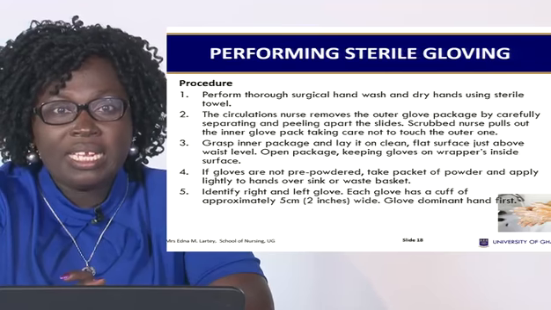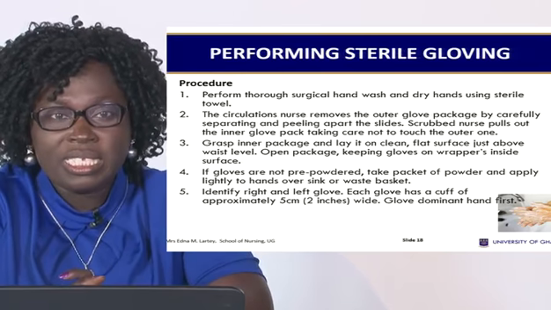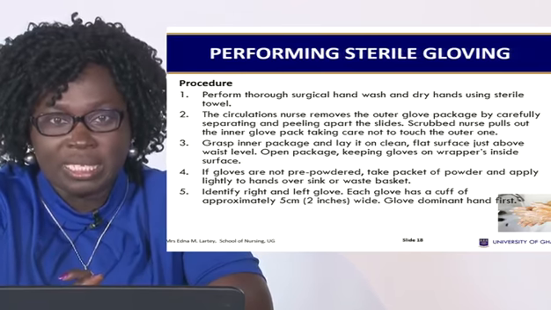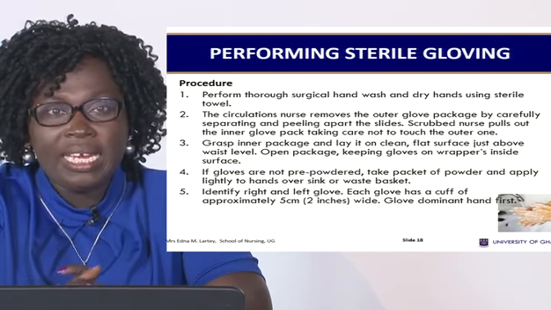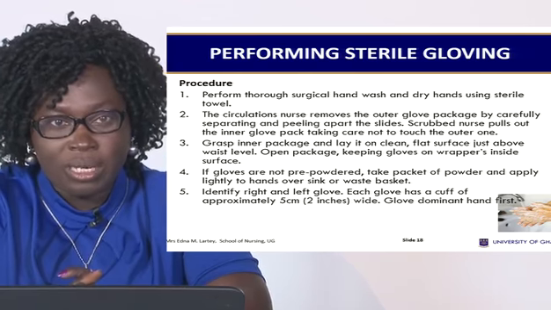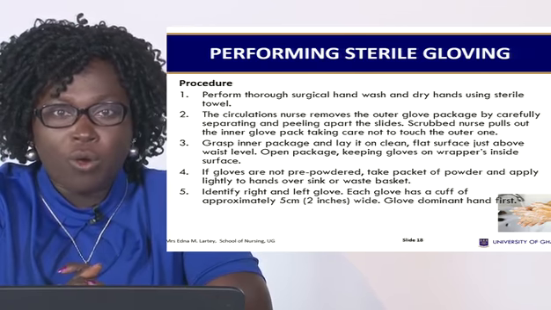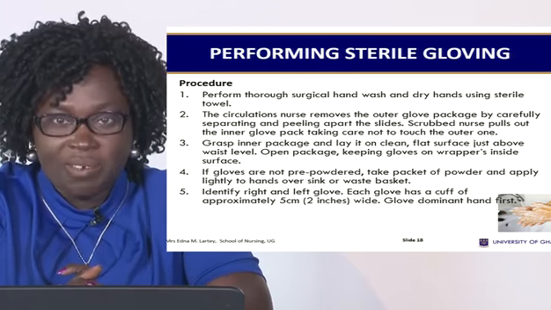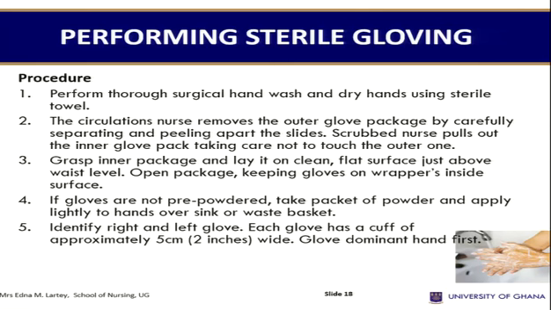The circulating nurse removes the outer glove package by carefully separating and peeling apart the sides. The scrub nurse pulls out the inner glove pack, taking care not to touch the outer one, grabs the inner package and lays it on a clean, flat surface just above waist level. Open the package, keeping gloves on the wrapper's inside surface.